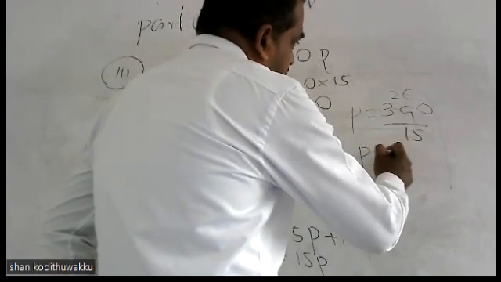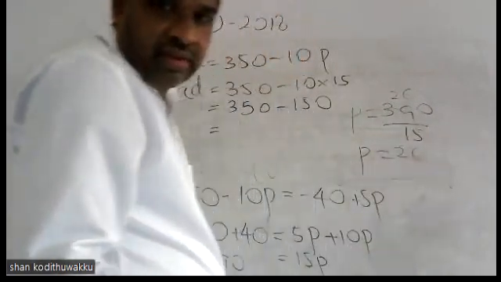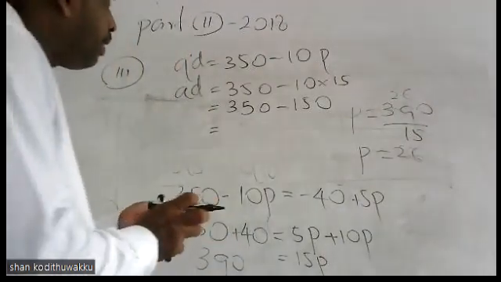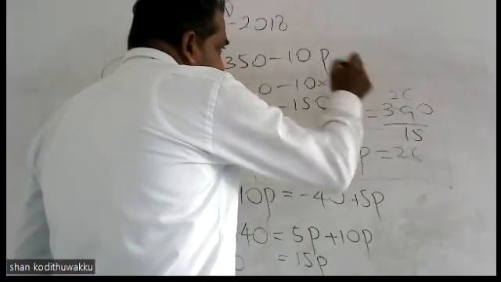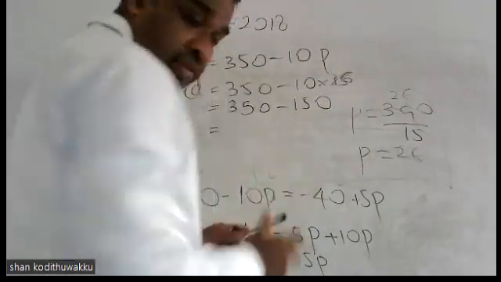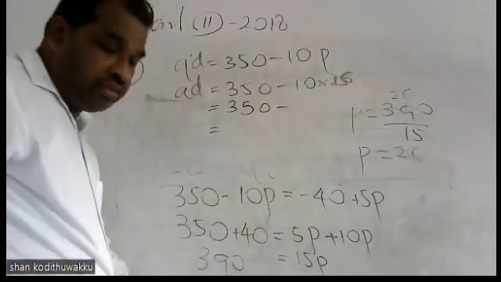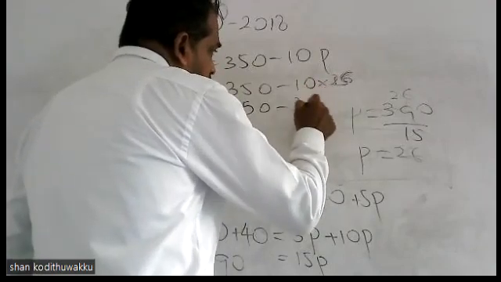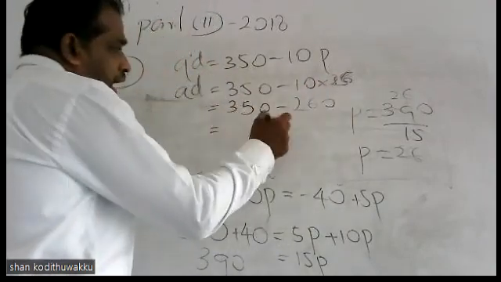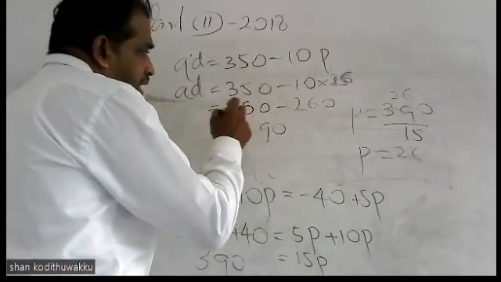Here, 26 is the equilibrium price. Therefore, instead of P, you can apply 26. Then it is not 150, that should be 260. 10 into 26 equals 260. Then 5 minus 6, 15 minus 6, 9.